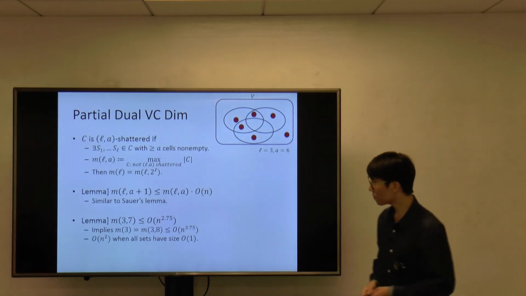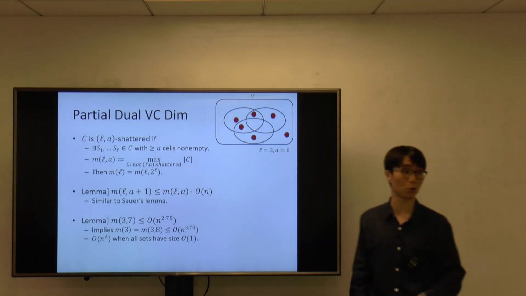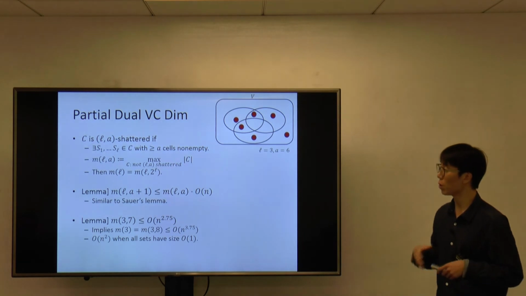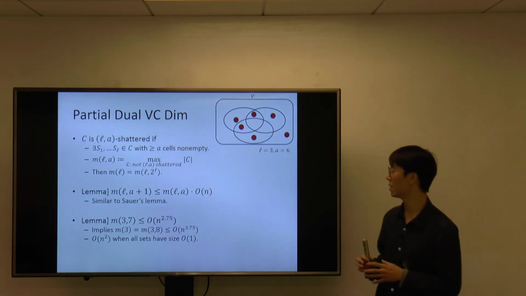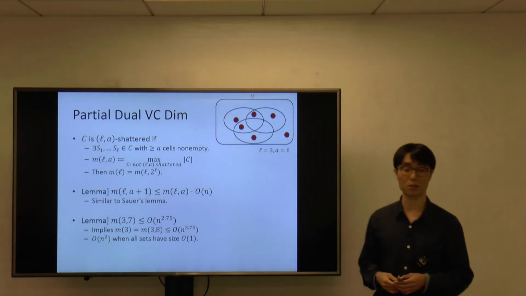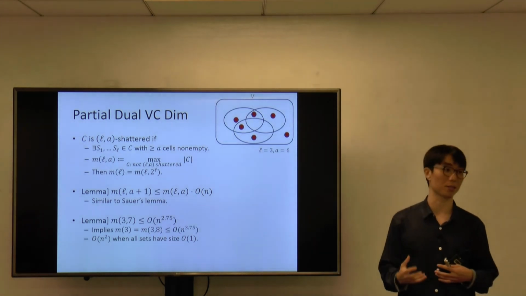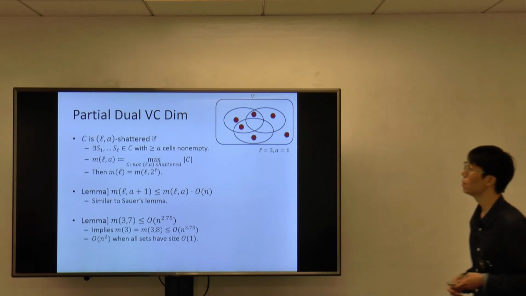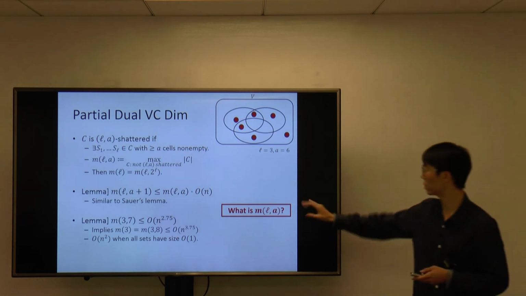And I think this actually must be n squared instead of n to the 2.75, but we don't know how to prove it. But one thing we know is that if every set has a constant size, then we know how to do it with n squared. But somehow we had a problem dealing with larger sets. So finally, yeah, this is an open question: what is M sub L of A?